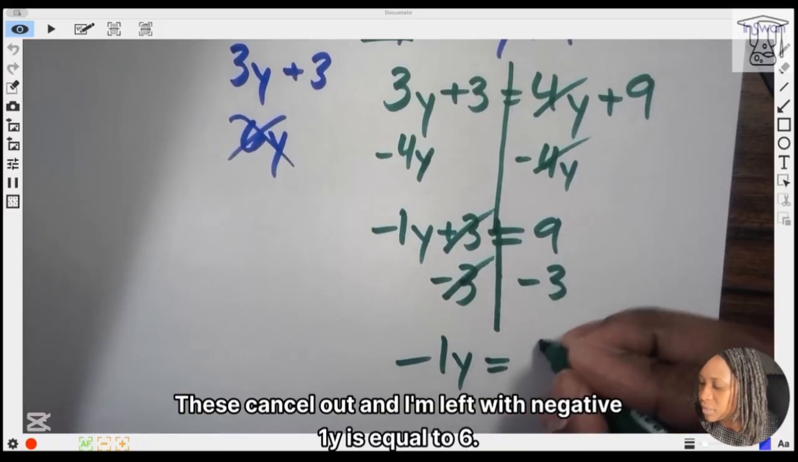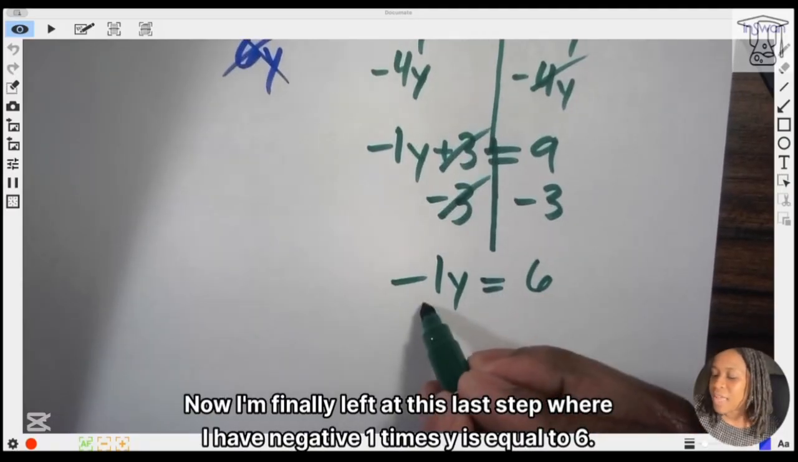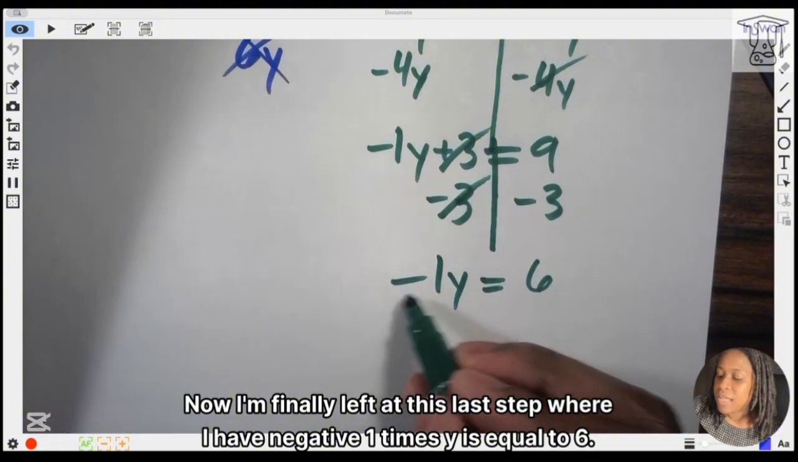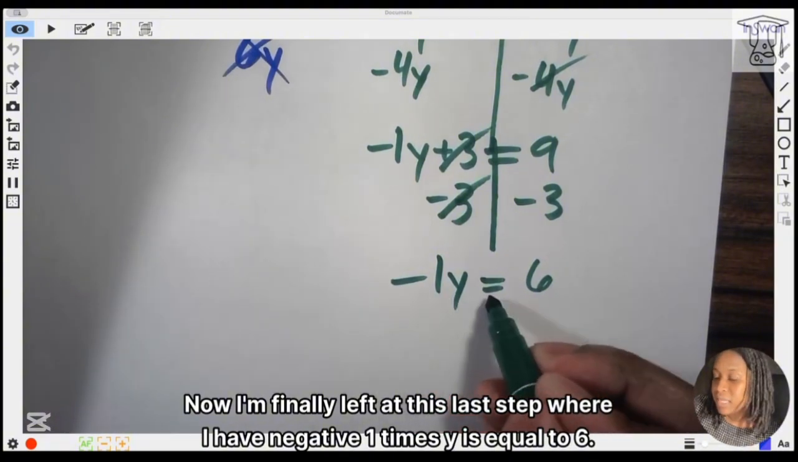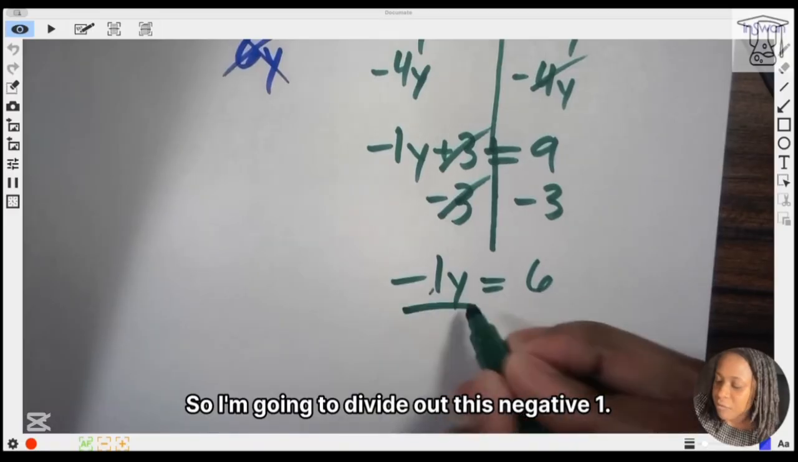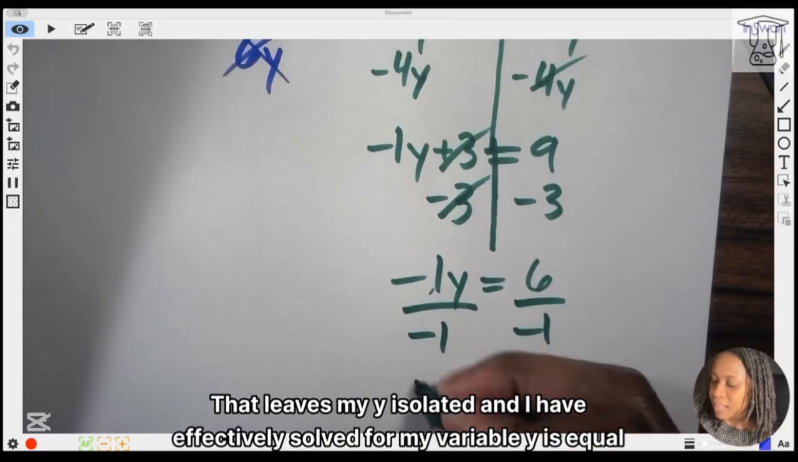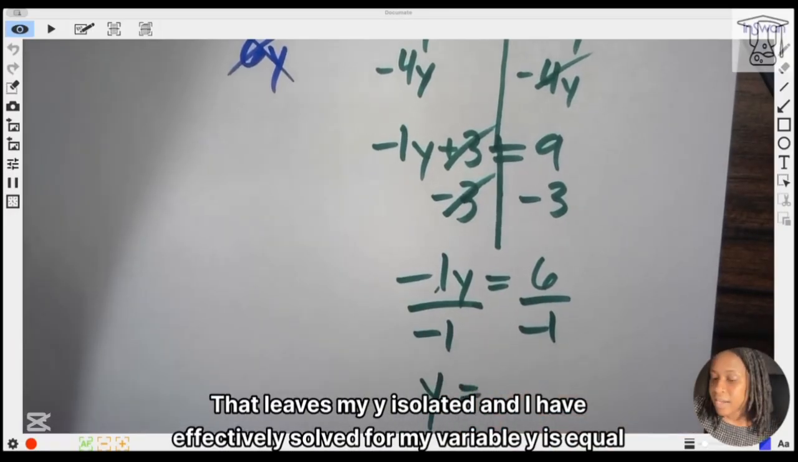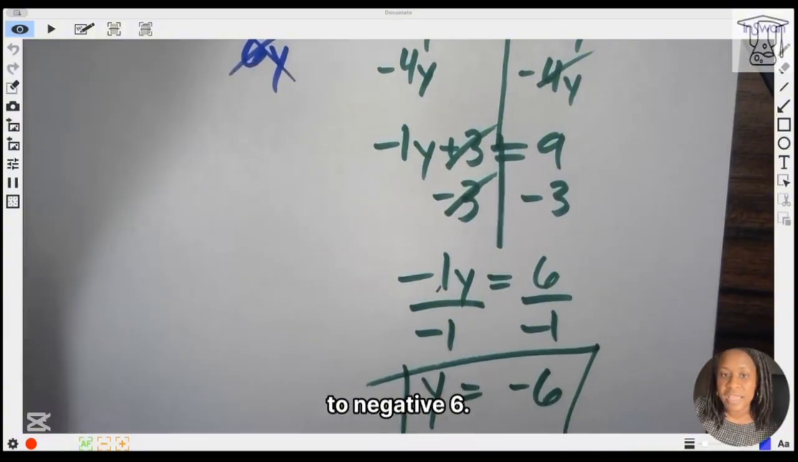Now I'm finally left at this last step, where I have -1 times y is equal to 6. What's the opposite of multiplication? Division. So I'm going to divide out this -1. That leaves my y isolated, and I have effectively solved for my variable. y is equal to -6.